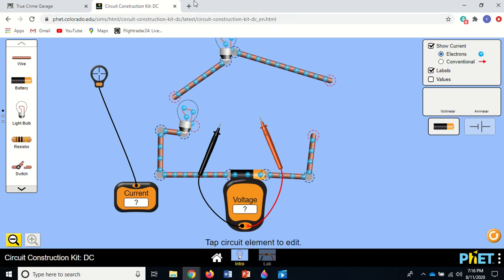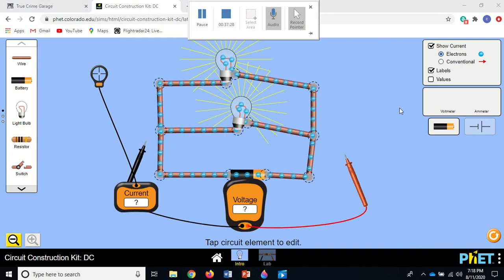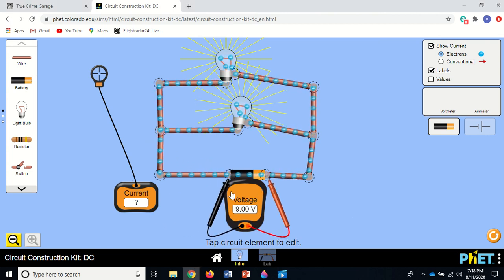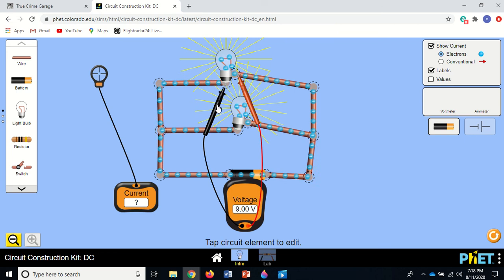Here, let me pause this so you don't watch me do this. Okay, now we have our parallel circuit. Across the battery we still have our 9 volts. Across this one here we have 9 volts. Across this one here we have 9 volts.